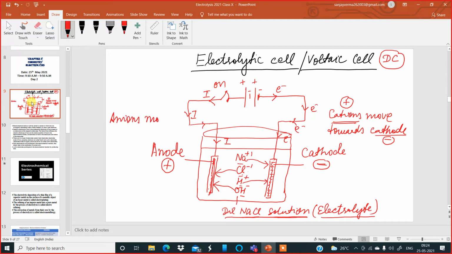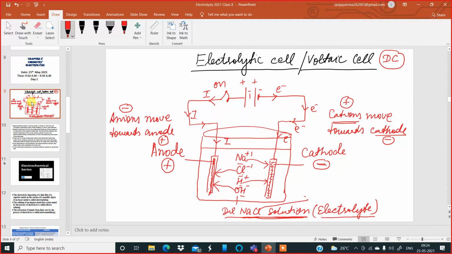So here we can write, anions move towards anode. Anions carry negative charge and the anode is carrying a positive charge. So this is what is happening in an electrolytic cell. The example of the electrolyte I've taken here is sodium chloride solution.